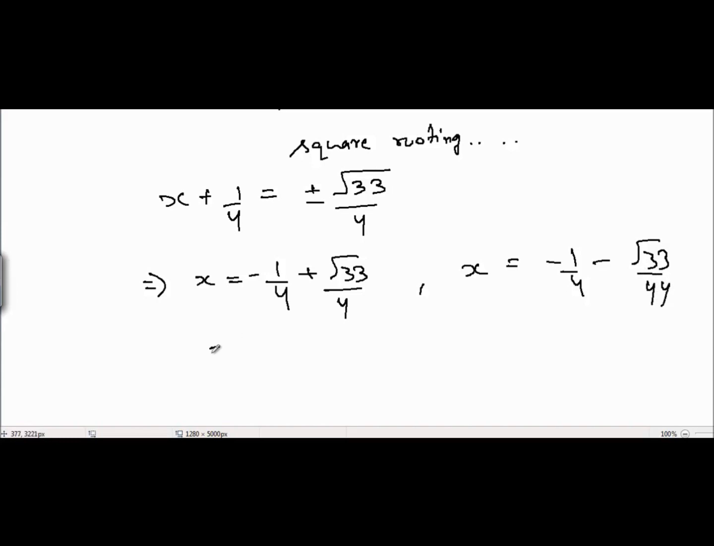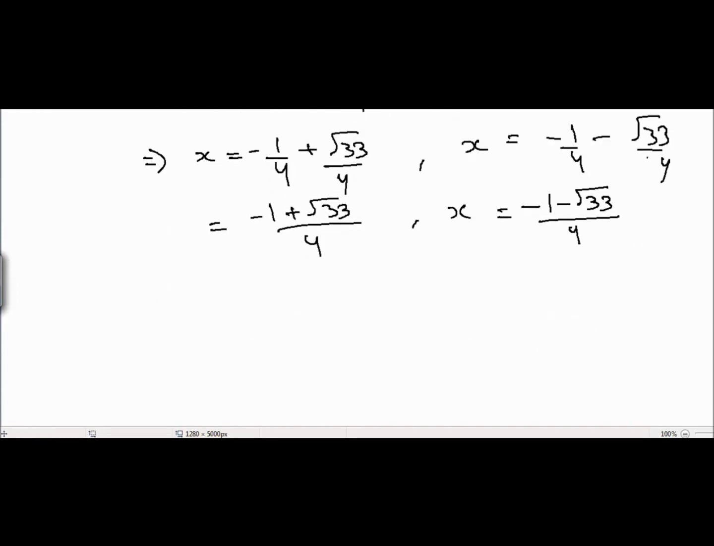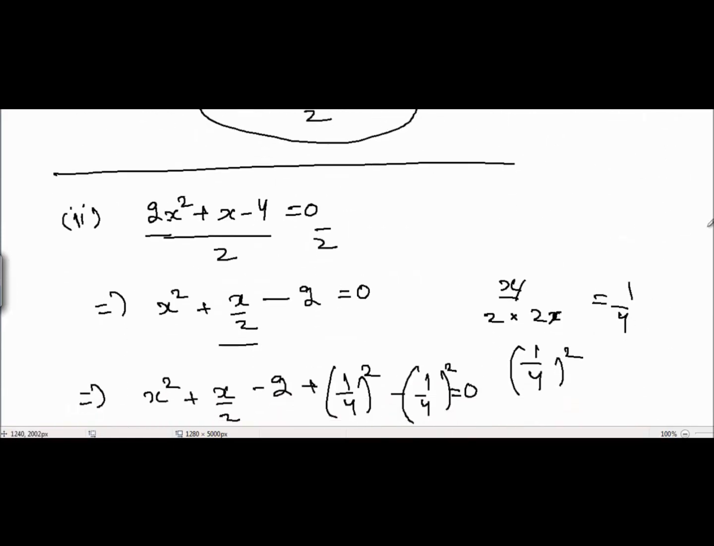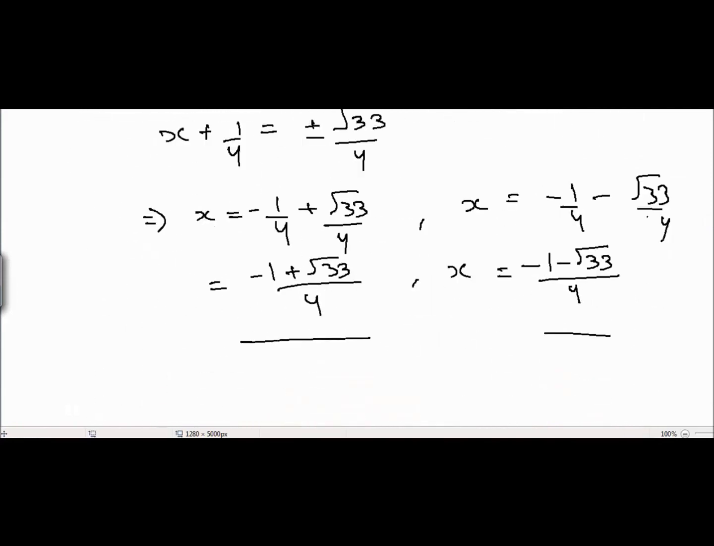divided by 4, and here 4 would be the LCM, and I will get minus 1 plus square root of 33 divided by 4, and minus 1 minus square root of 33 divided by 4. So these are the two values of x of this given quadratic equation by the method of completing square. This is the equation from where we started.